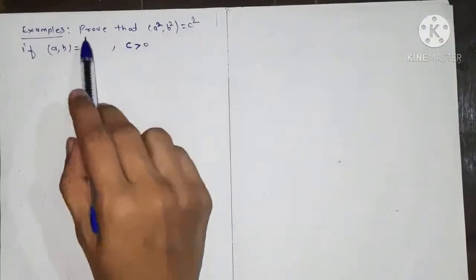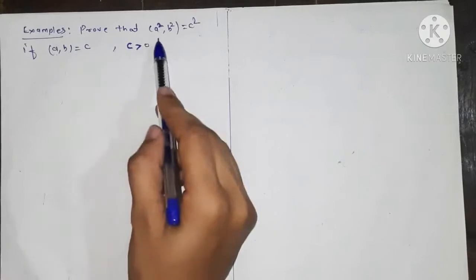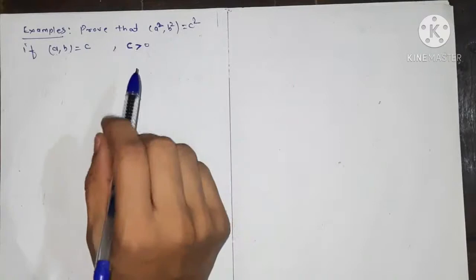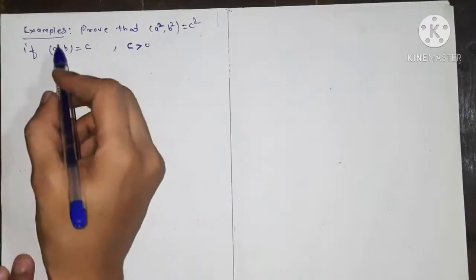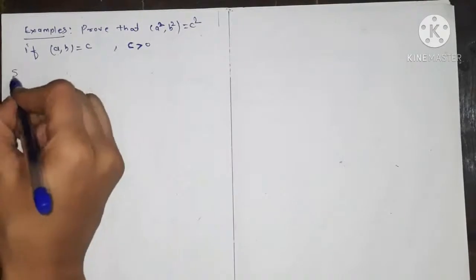So as we have seen earlier, if the GCD of a comma b equals c, then we have to prove that the GCD of a square comma b square equals c square, right? So now we prove this result by using the prime factorization. So we have the solution.